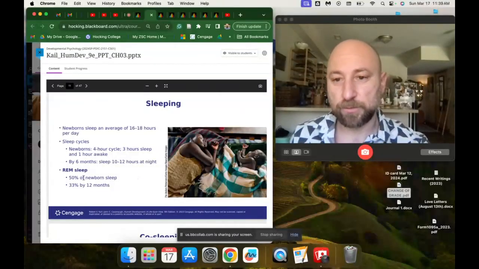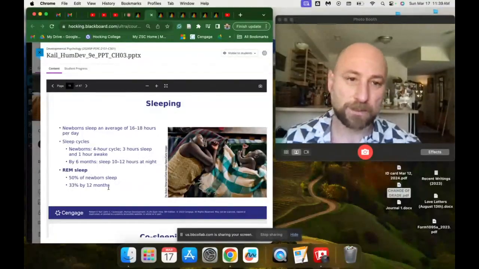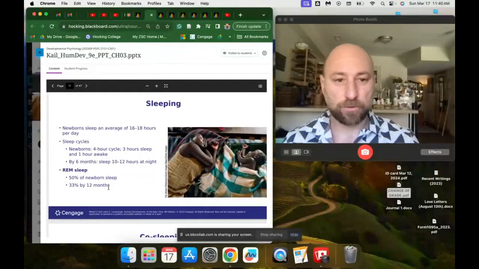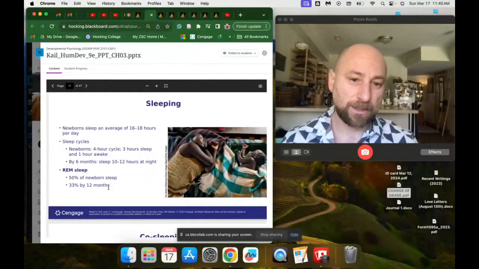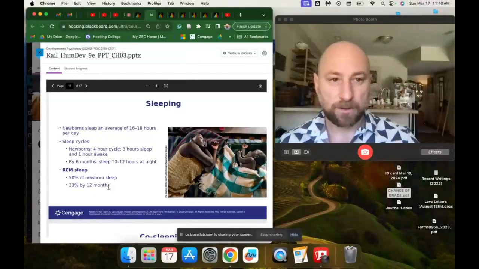REM sleep is about 50% of newborn sleep, and it goes down to about 33% by 12 months. REM sleep stands for rapid eye movement. It's the portion of our sleep at night in which we dream. So newborns are dreaming a lot. There's a lot of activity going on.